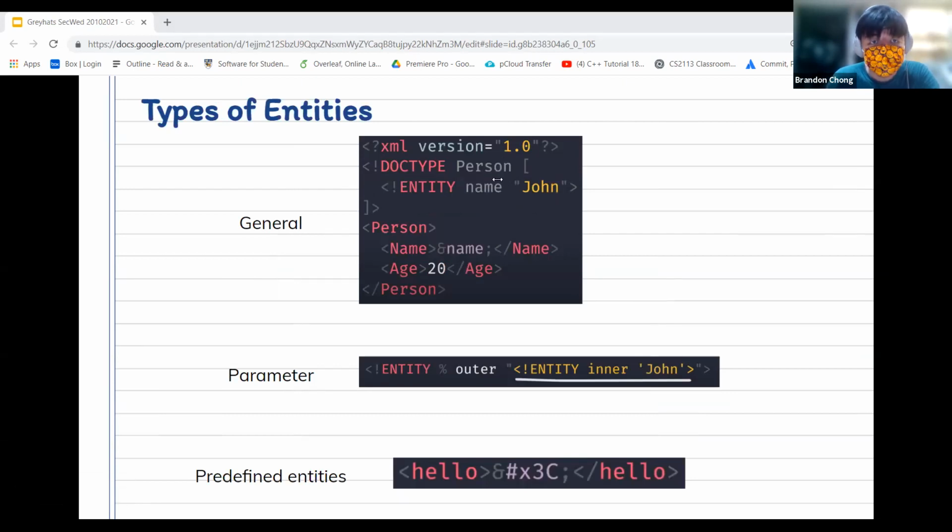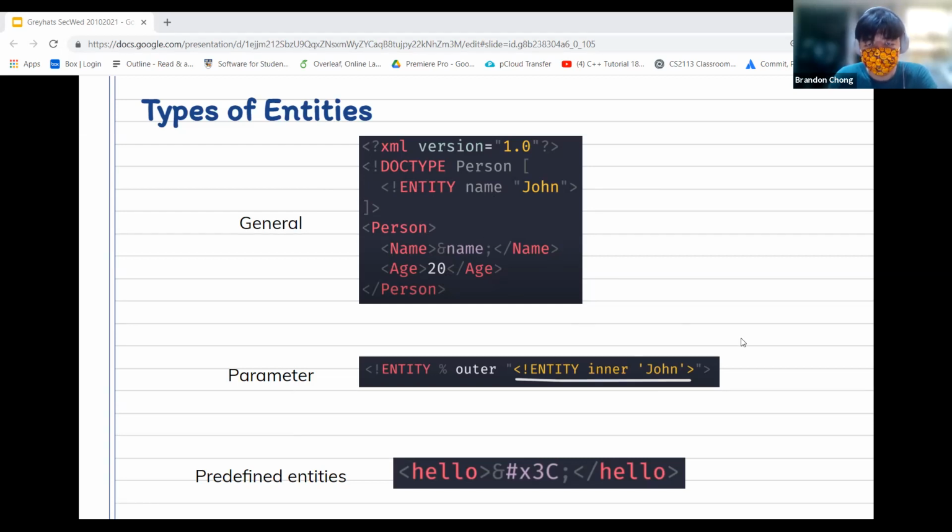Okay, so there are different types of entities. Earlier, what we saw were called general entities. What happens is that you define your entity first within your DTD, and then you reference it later within the actual XML data. But there are other types of entities.